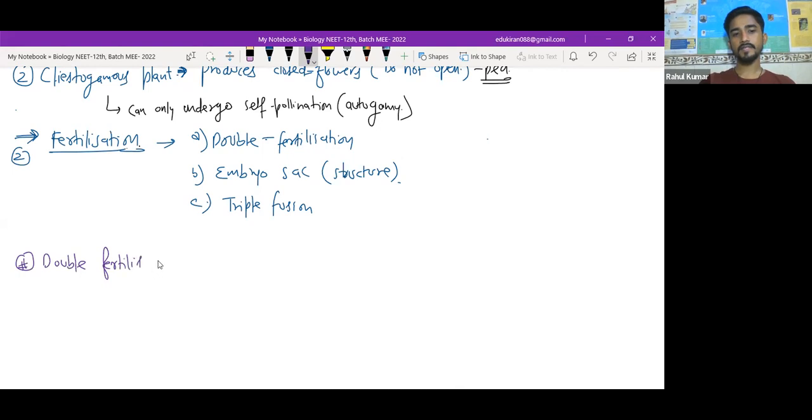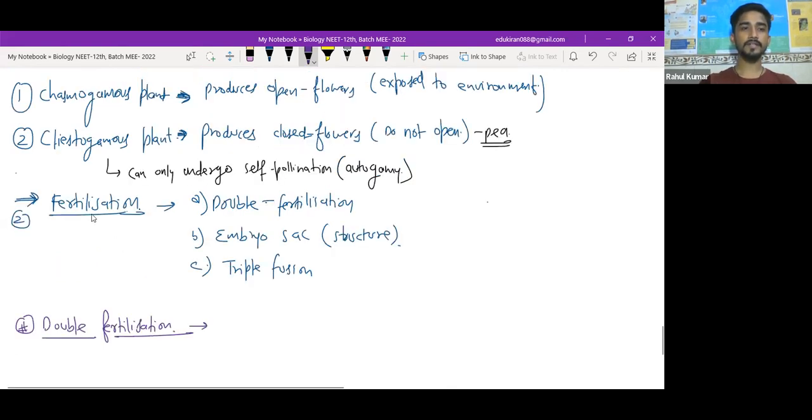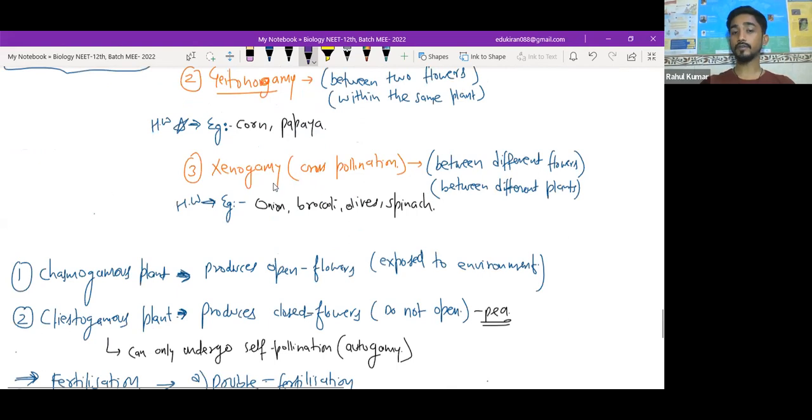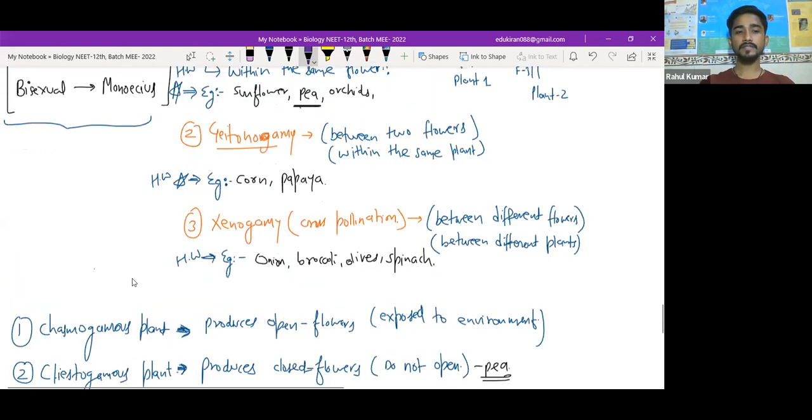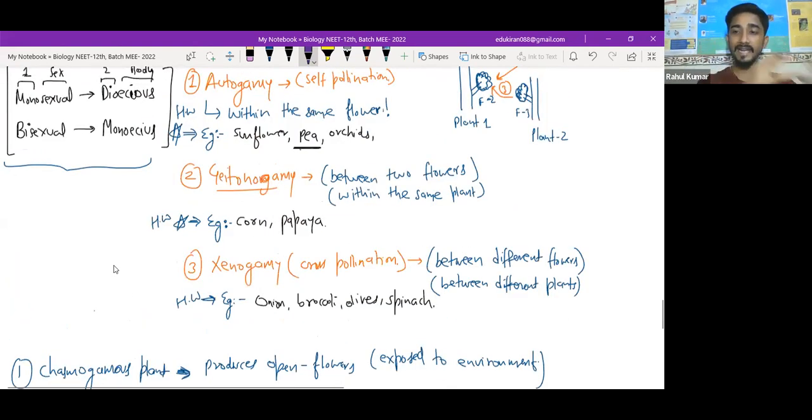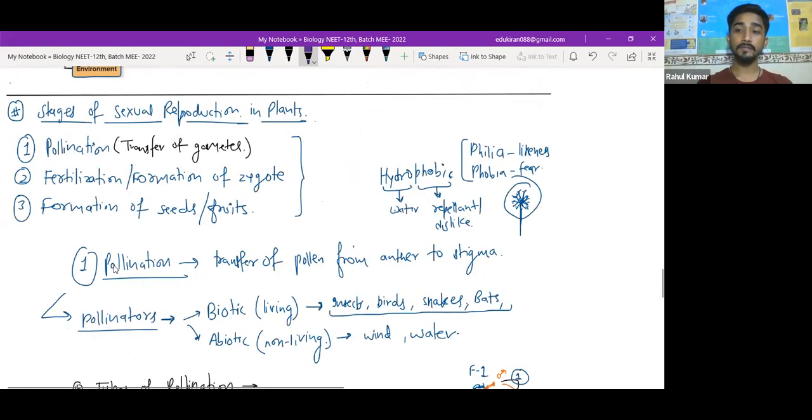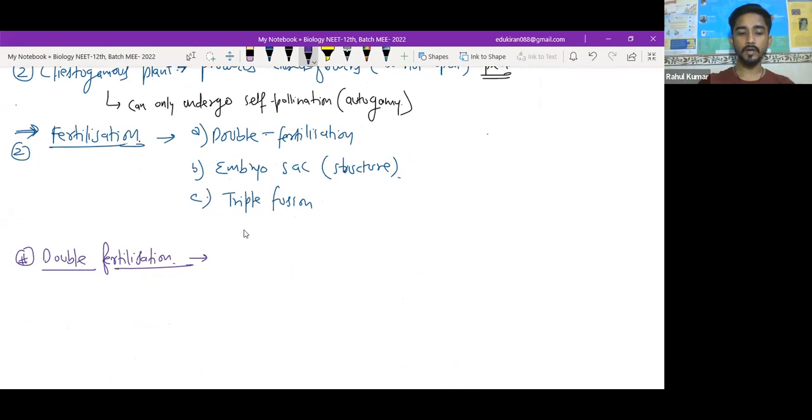And basically this is the second stage of sexual reproduction in flowering plants. The first was pollination. Second is fertilization and formation of zygote. And what happens after the pollen has landed on the stigma? There is something called pollen pistil interaction. So let's go to that before double fertilization.